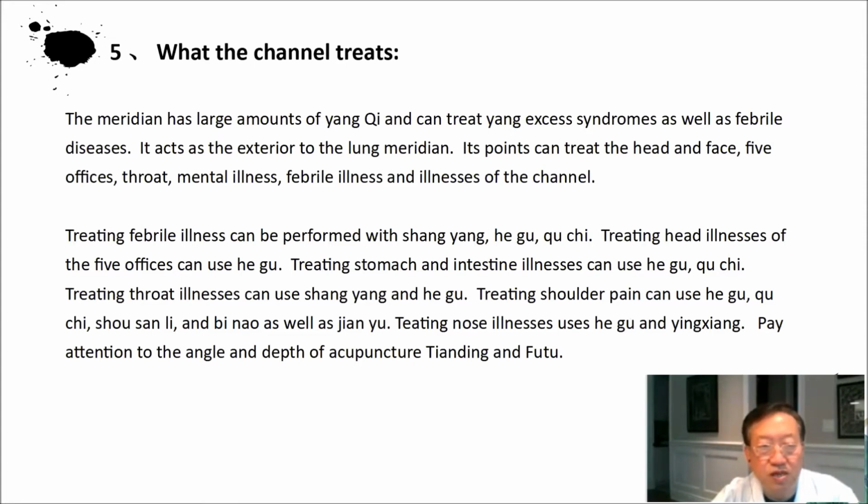Treating febrile illnesses can be performed with Shangyang, Hegu, and Chuchi. Treating head illnesses of the 5 organs can use Hegu. Treating stomach and intestine illnesses can use Hegu and Chuchi. Treating throat illnesses can use Shangyang and Hegu. Treating shoulder pain can use Hegu, Chuchi, Shousanli, and Binao, as well as Jianyu. Treating nose illnesses uses Hegu and Yingxiang. Pay attention to the angle and depth of acupuncture at Tianding and Futu.